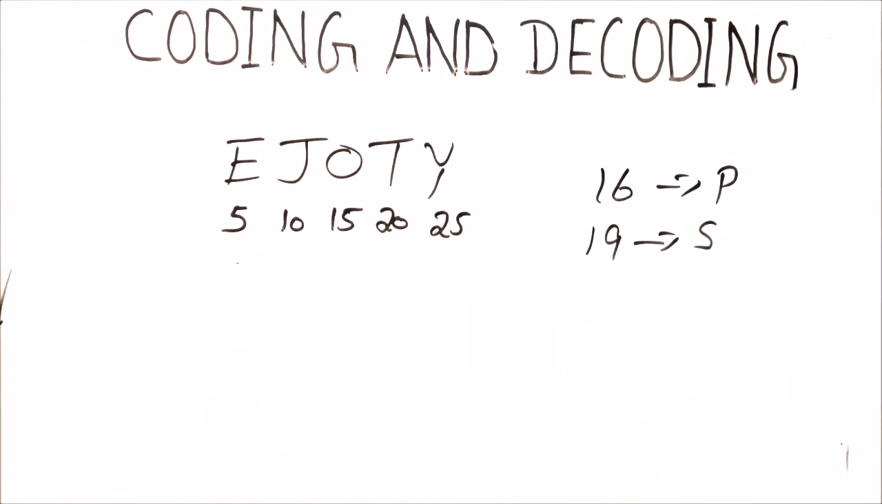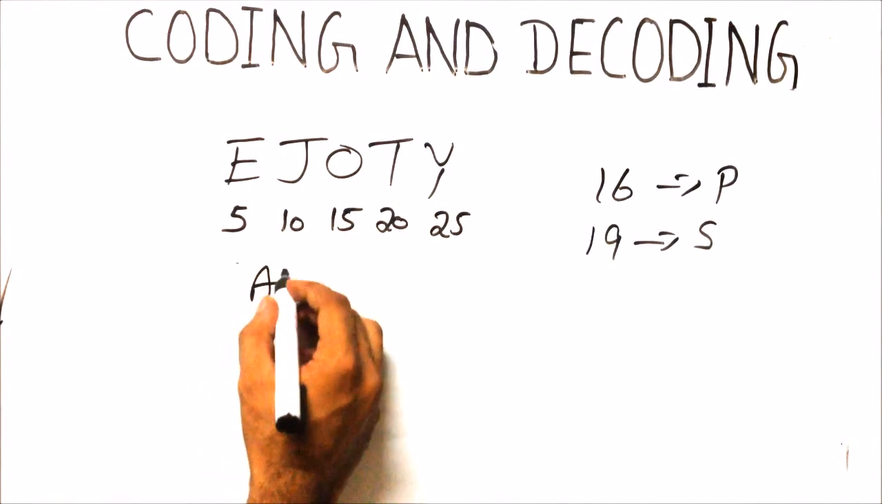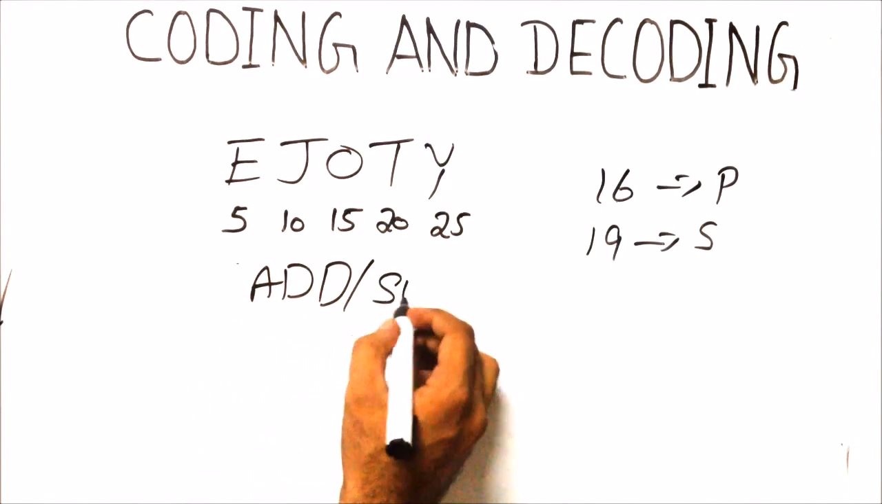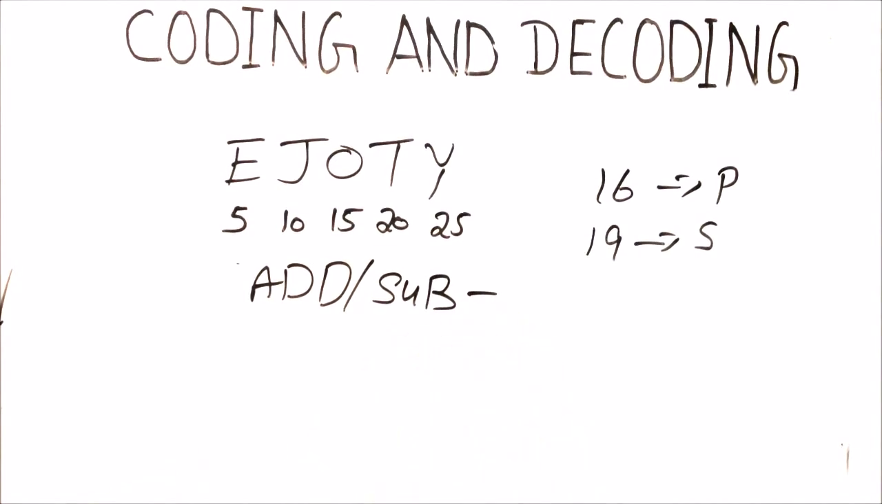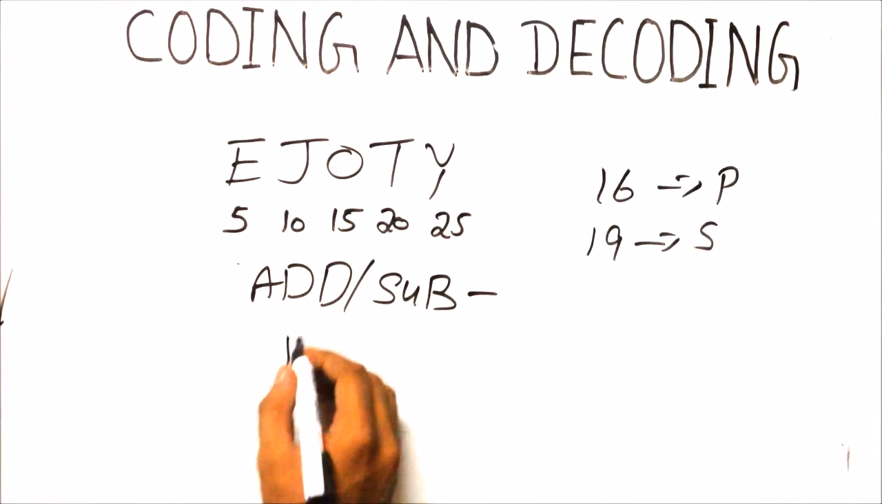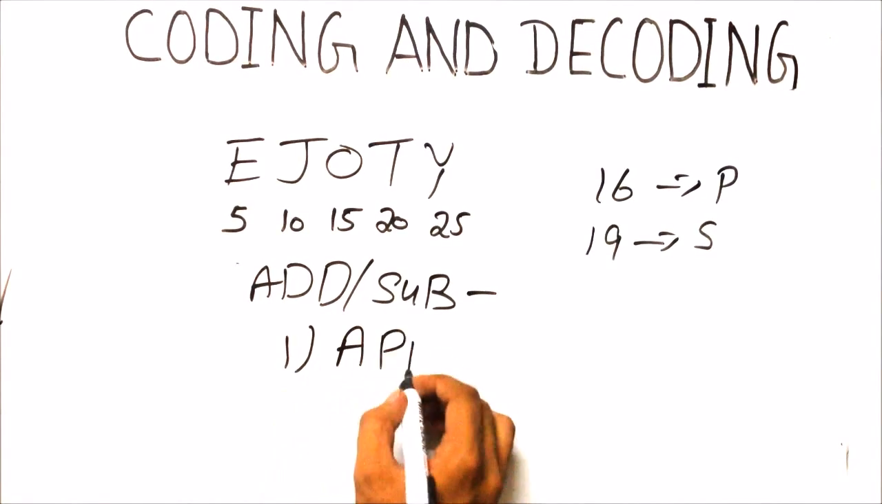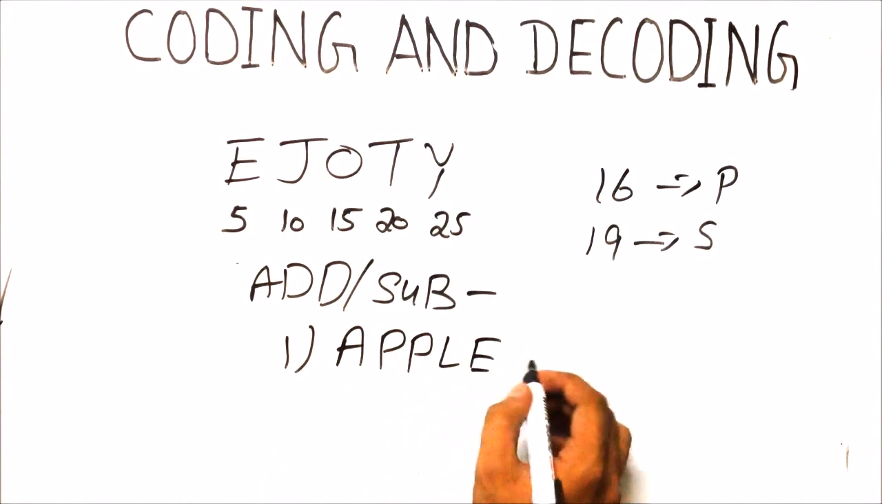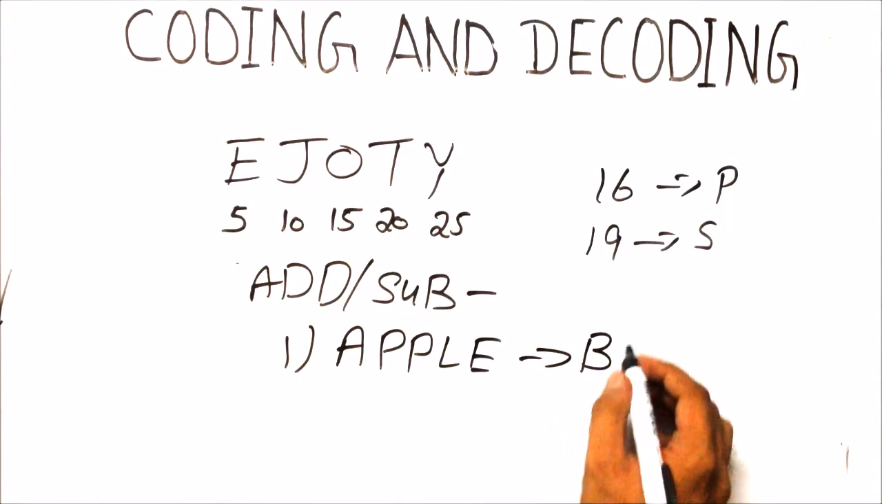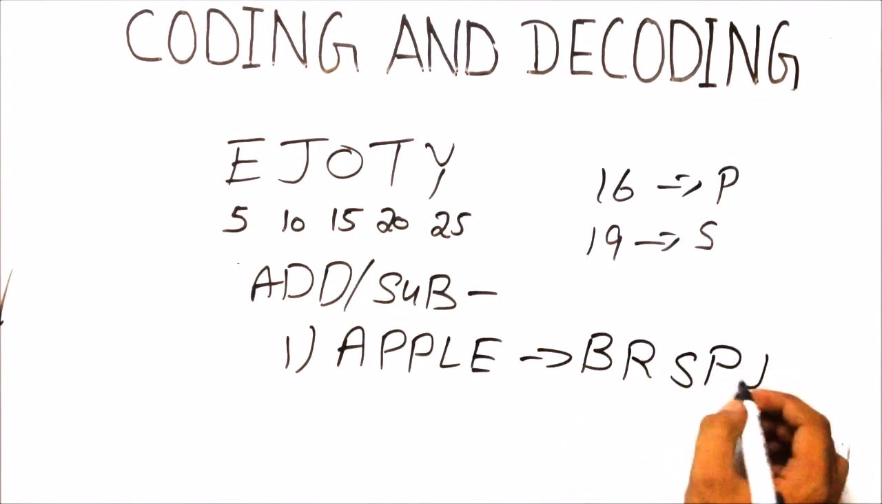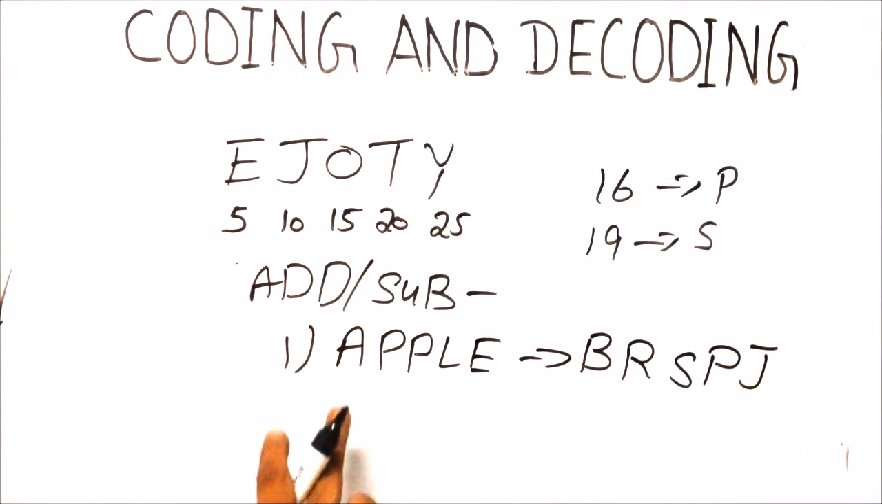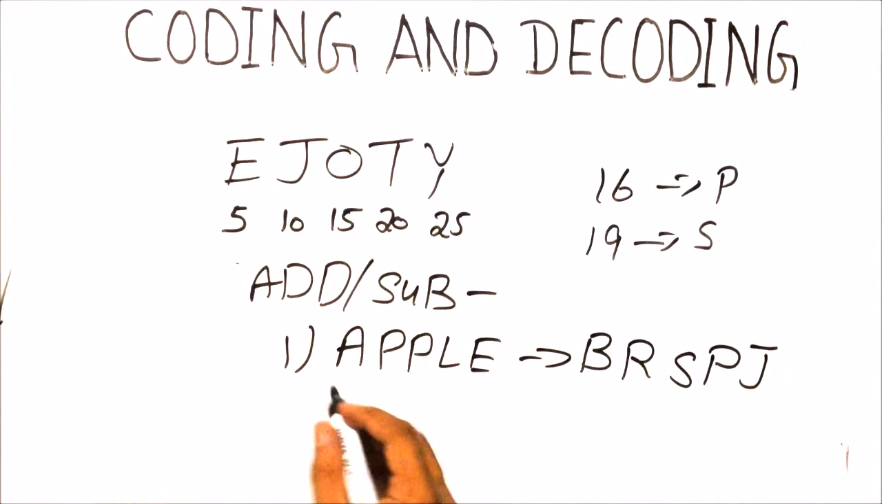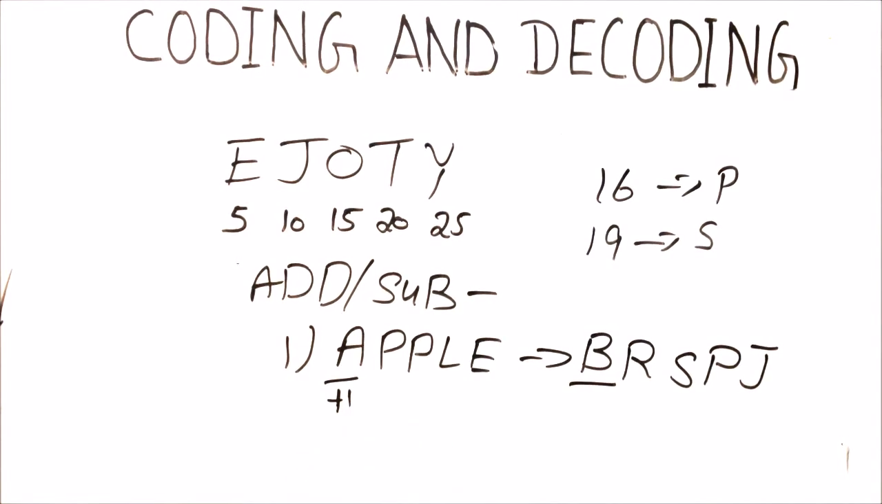Now our second pattern is the addition and subtraction pattern. These questions are completely different from the repetition pattern that we have used earlier. Now here the question would be like, for example, if the word is APPLE, and the code for the word APPLE is BRSPJ. Now here you can easily see that the code for the letter A is B. So here we have added just 1 to the letter A because A comes at the first place.